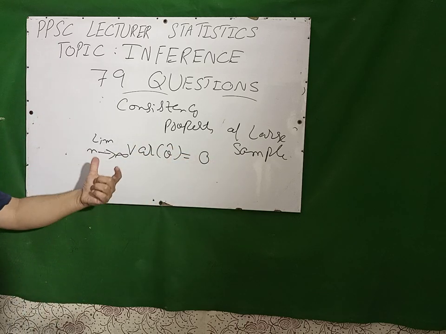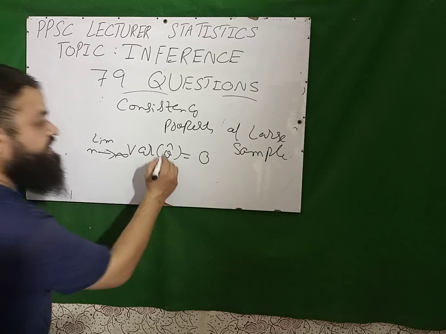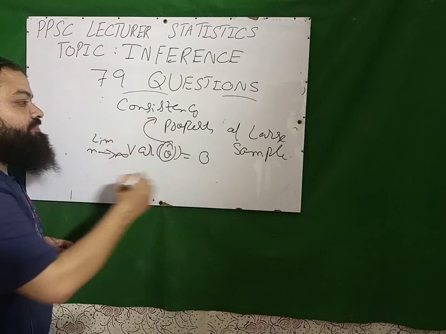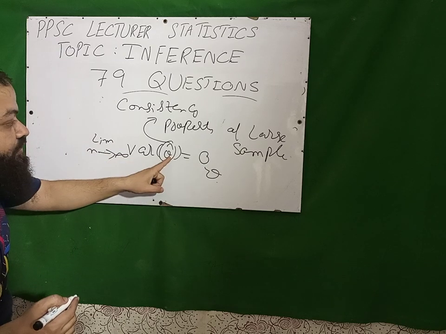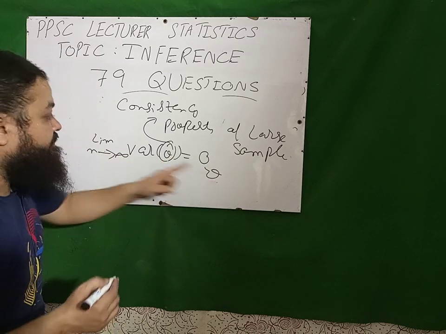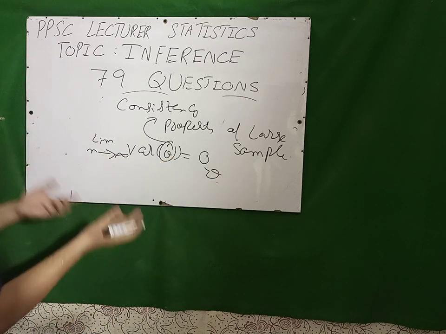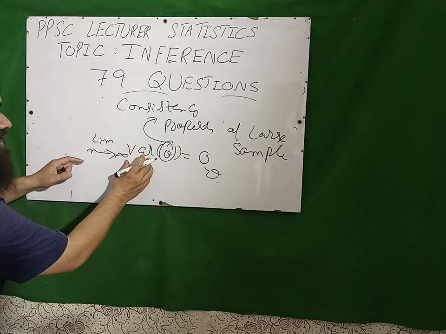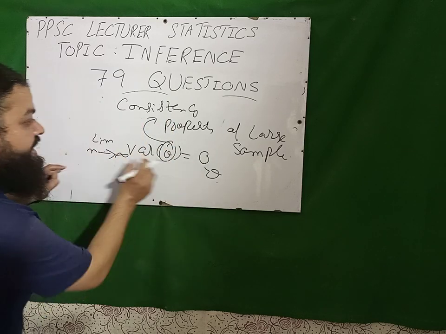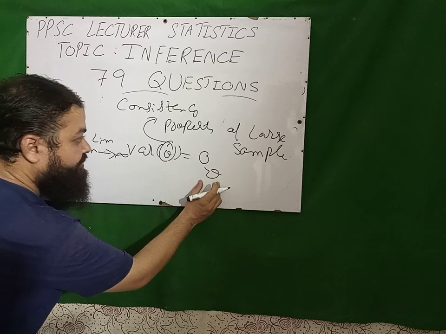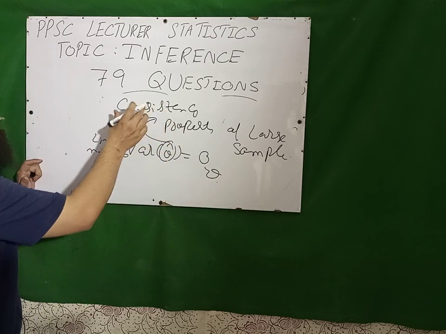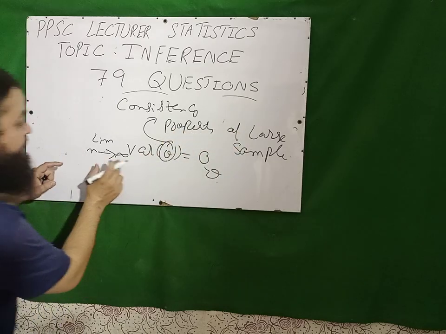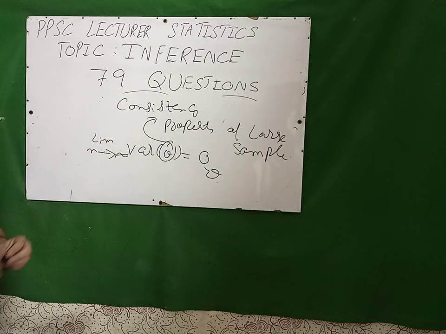In other words, I can say an estimator theta cap is a consistent estimator of theta whenever it becomes closer and closer to the population parameter when we increase the sample size. The variation becomes closer to 0 and the estimator becomes close to the population parameter. Then we have a consistent estimator, we have consistency. It is a property of large sample. Increase the size, it is large sample.